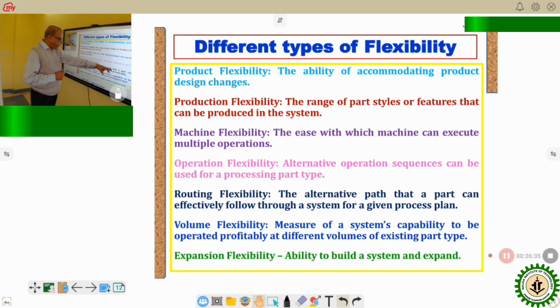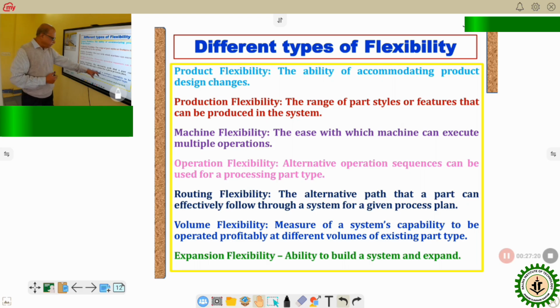Routing flexibility is the alternative path that a part can follow through a system for a given process step. Material needs to be shifted from one location to another following a definite route. But if there is any bottleneck, any failure in the existing system, or a new development with certain bottlenecks not planned earlier, and there is adequate flexibility, then the system will find an alternative path so as to avoid any collision, and it can keep on continuing its operation without much wastage of time or delay.